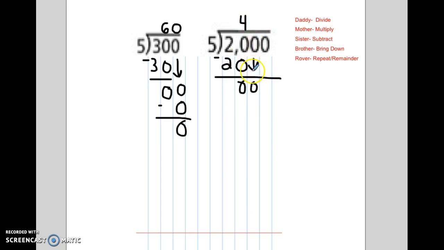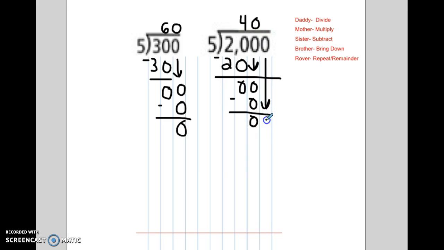But let's keep going. Brought down the 0. Now I get to repeat because I brought something down. 5 goes into 0, 0 times. So then I get to multiply. 5 times 0 is 0. So then I do sister, subtract, to 0. And then guess what? I get to bring down again.